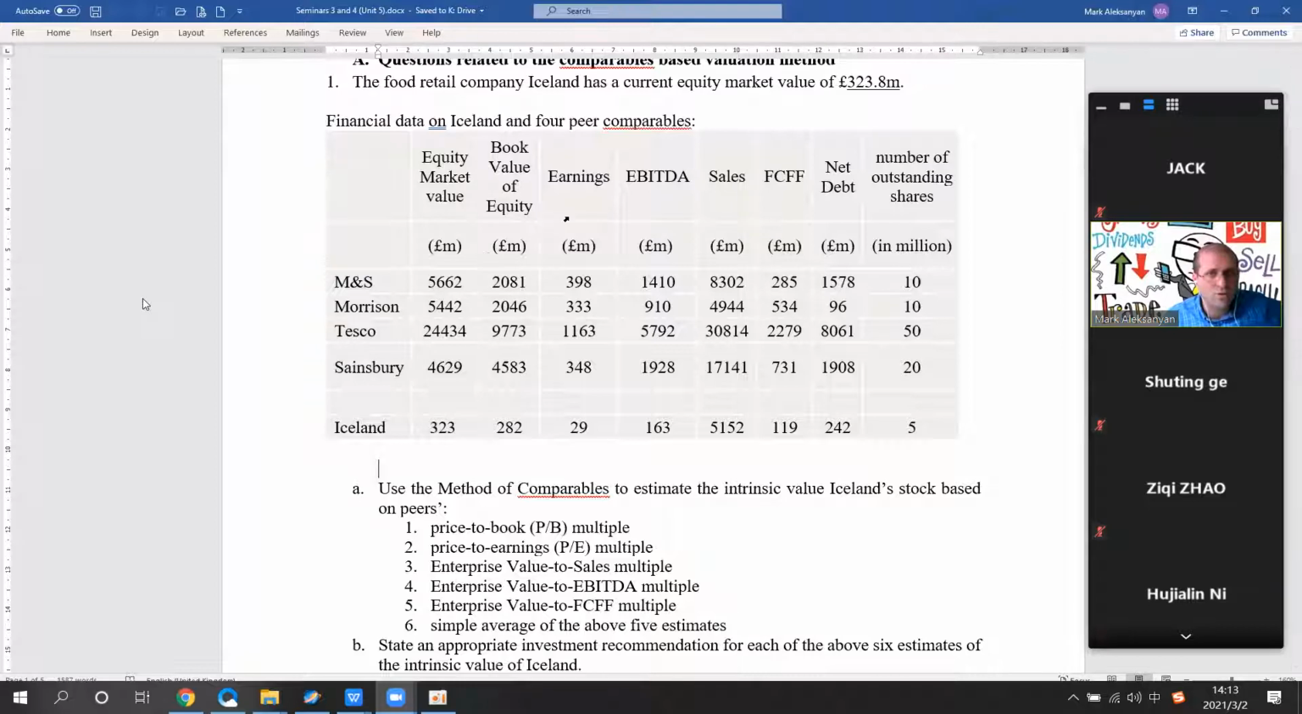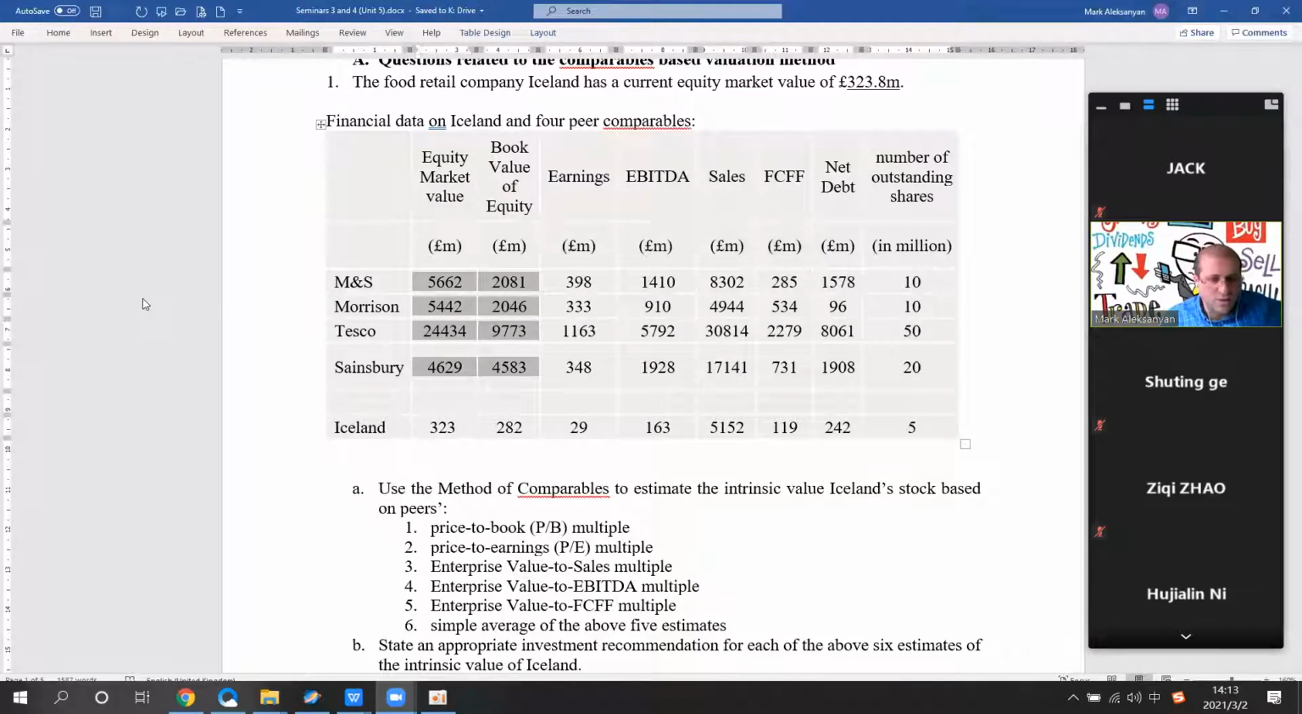You only need to use the peers to estimate their peer multiple, so that then you will be anchoring the valuation of Iceland on your peers' valuation.